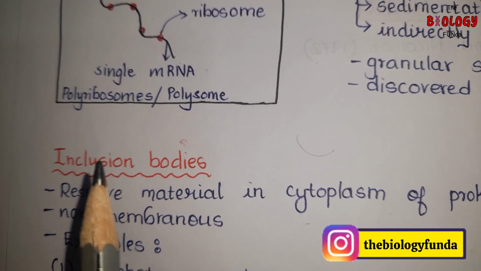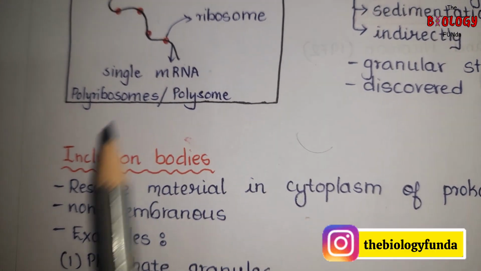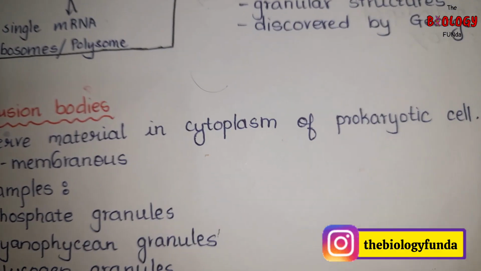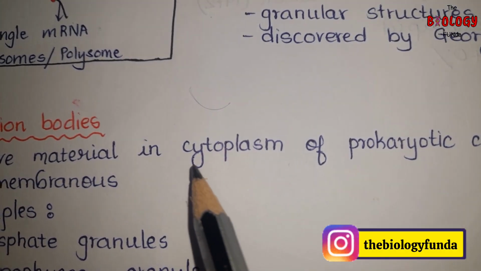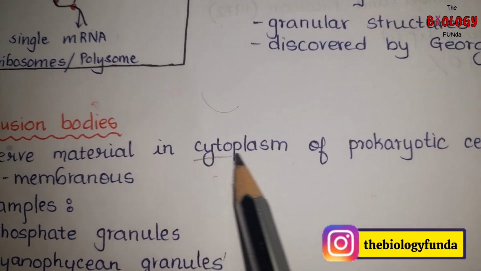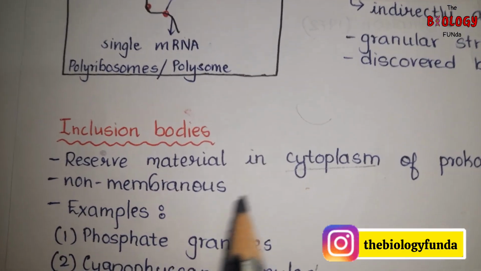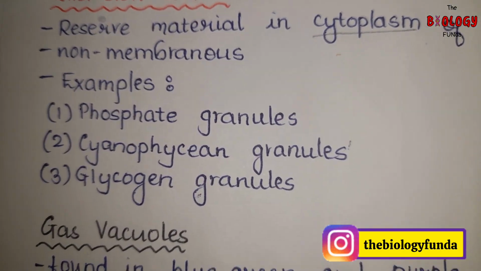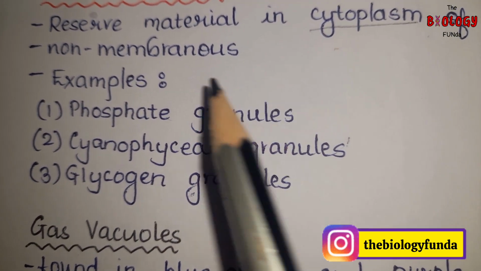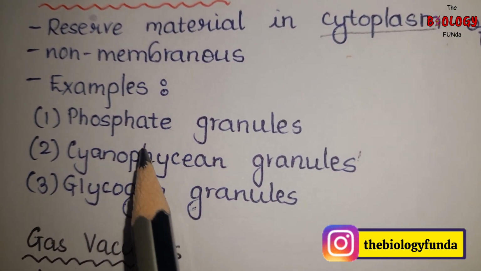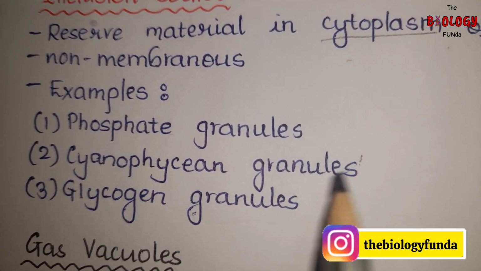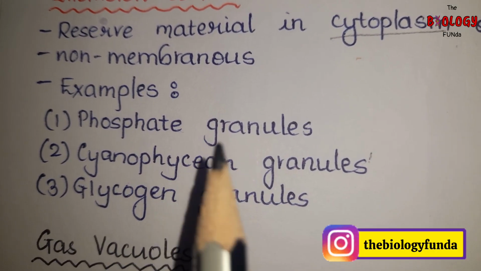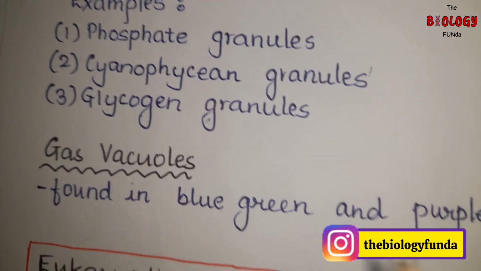Next, we will learn about inclusion body. What are inclusion bodies? They are the reserve material in the prokaryotic cells. They are freely available in cytoplasm. They are non-membranous. That means they will not have any membrane. Examples are phosphate granules, which will store phosphate, cyanophycin granules, which will store some pigments, glycogen granules, that means they will store glycogen. Then there are gas vacuoles.